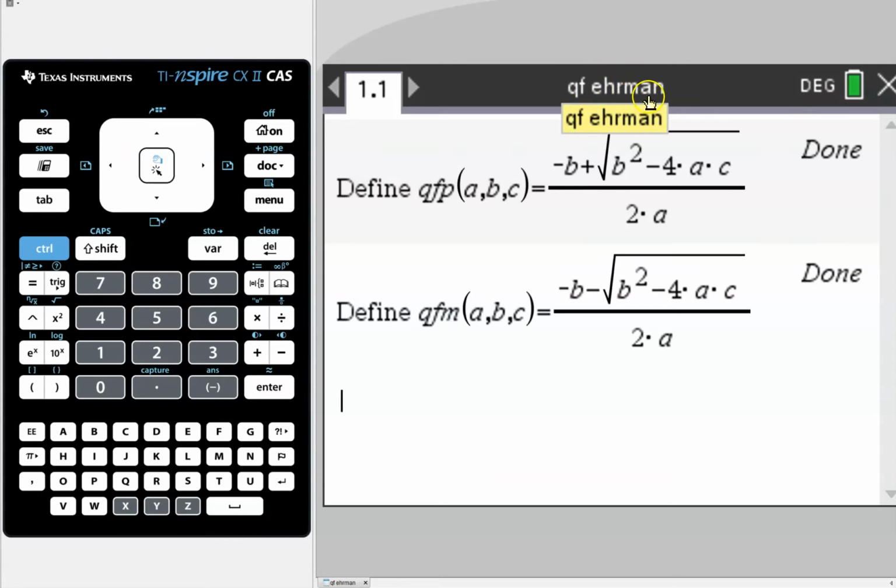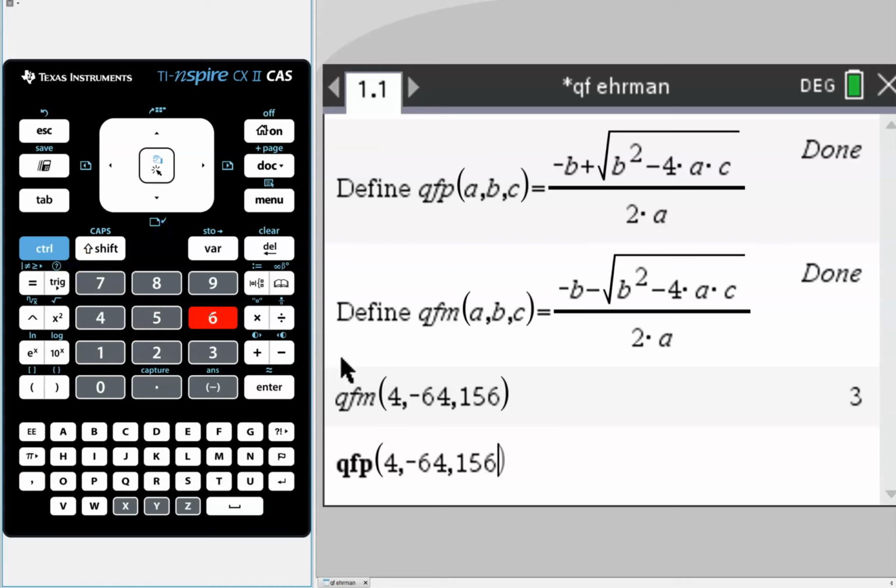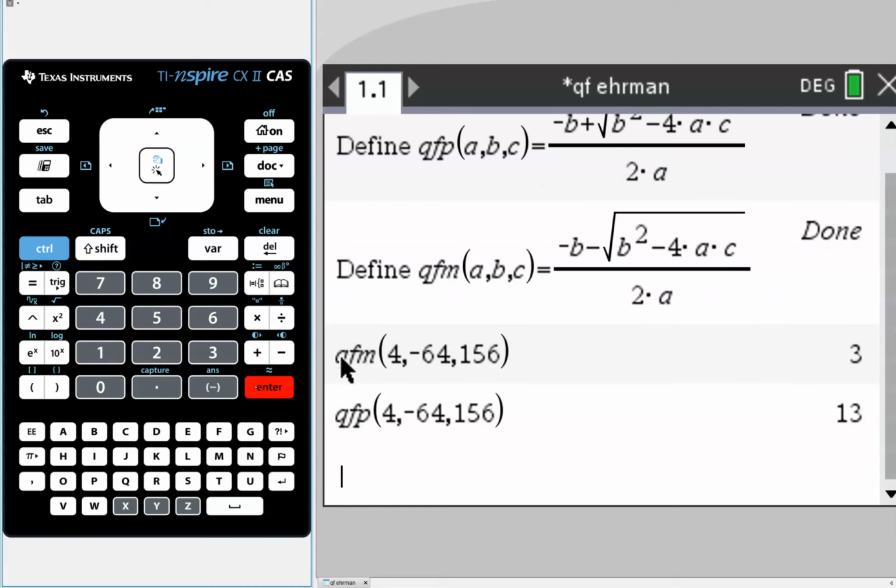So I had to open the software that I had saved a few minutes ago, and I've done that now. And now, since we've run that document, it's got the program built into it. We'll call the QFM program and evaluate that at our ABC values. So 4, negative 64, and 156. And then we'll run the QFP formula. QFP. This one runs at the same numbers, so 4, negative 64, and 156. And we get a solution there as well.